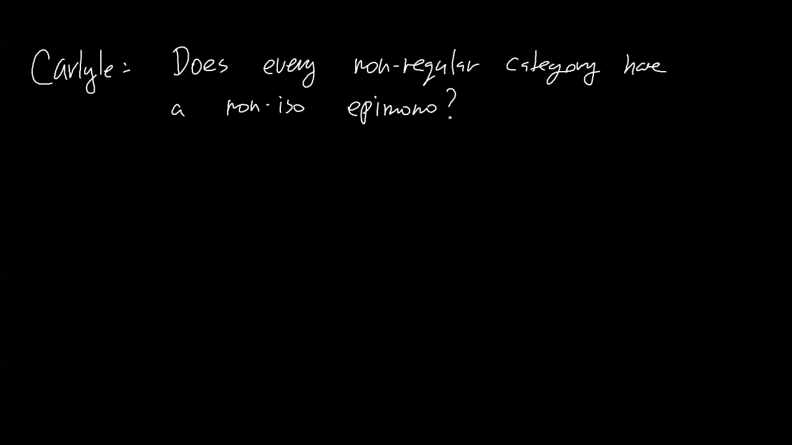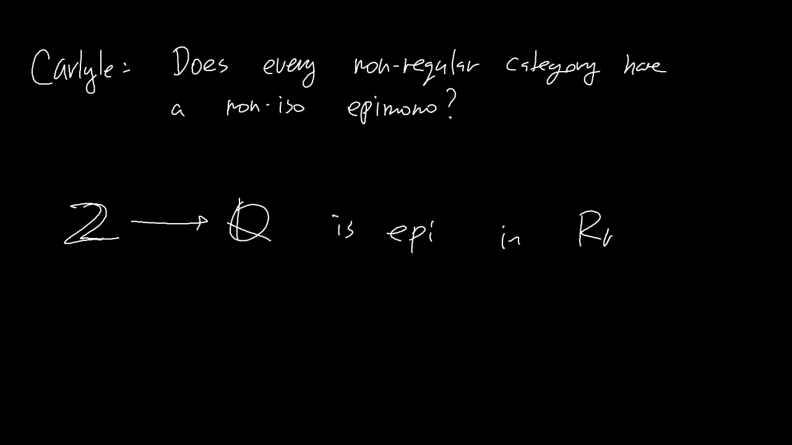Okay, first of all, you get regular categories in which there are epimonos that are not isos. The category of rings is such. The insertion of integers into rational numbers is both a monomorphism and an epimorphism. Why is it an epimorphism in the category of rings? Because every element of the rationals is an inverse of something coming from the integers. And you can use that to prove that if two maps going out are equal on the integers, they must be equal on the rationals as well.